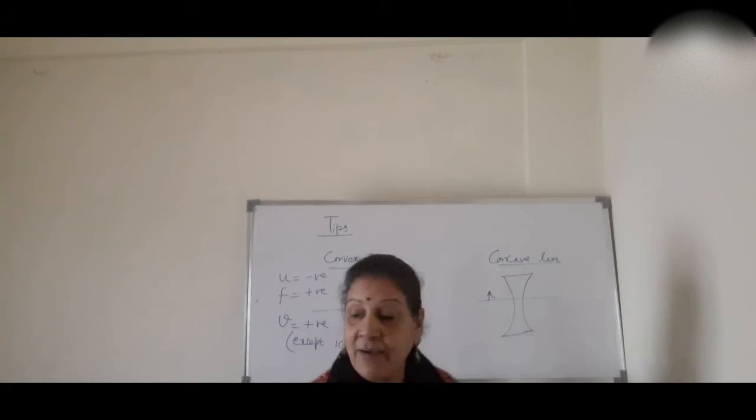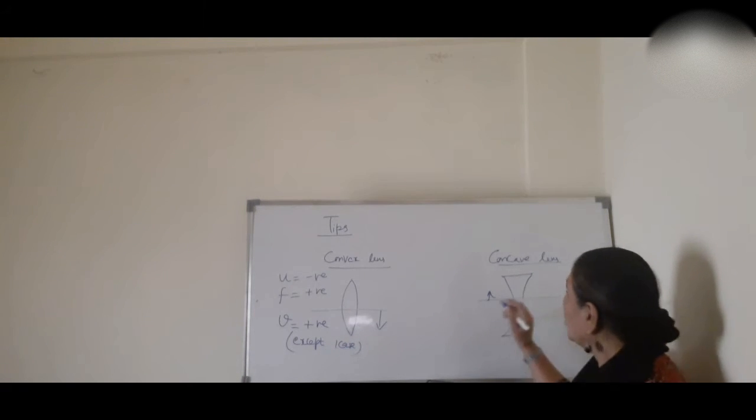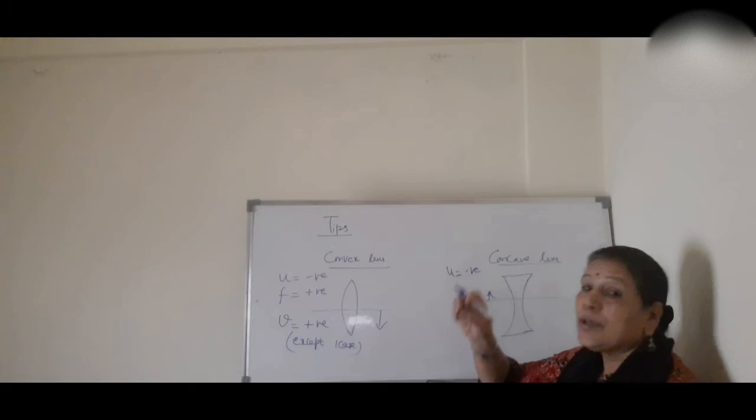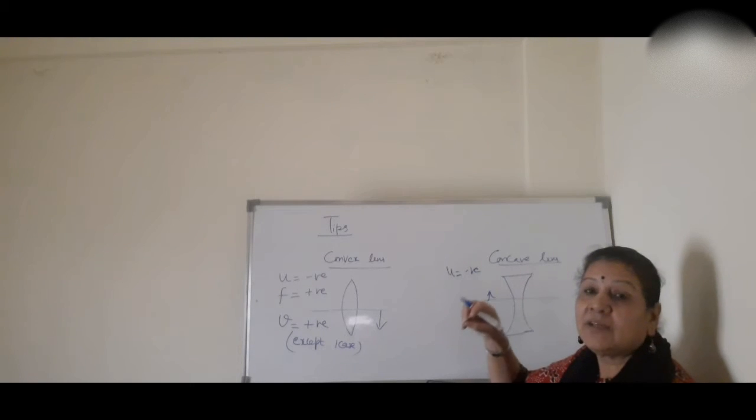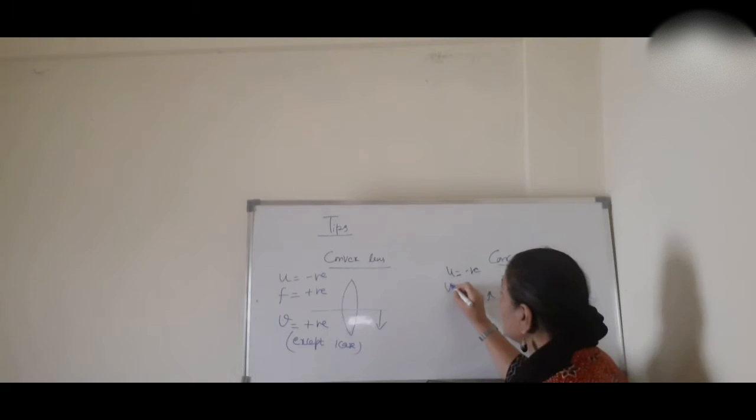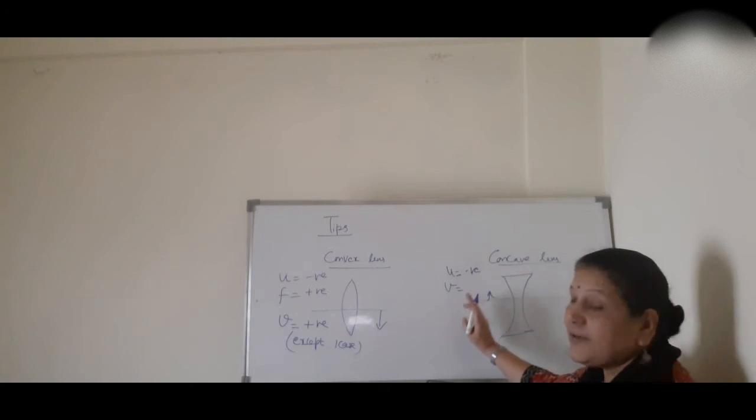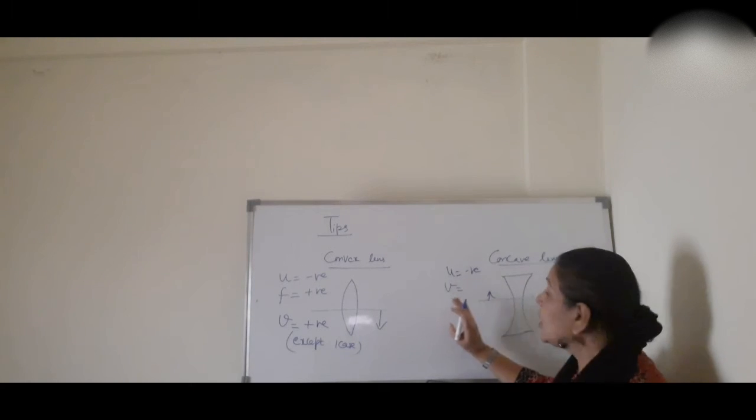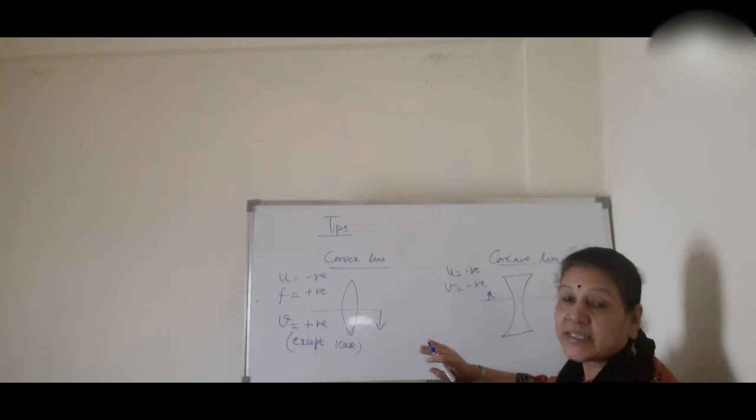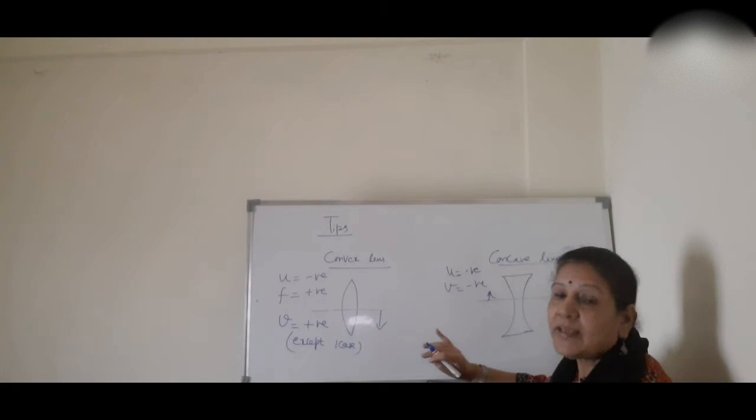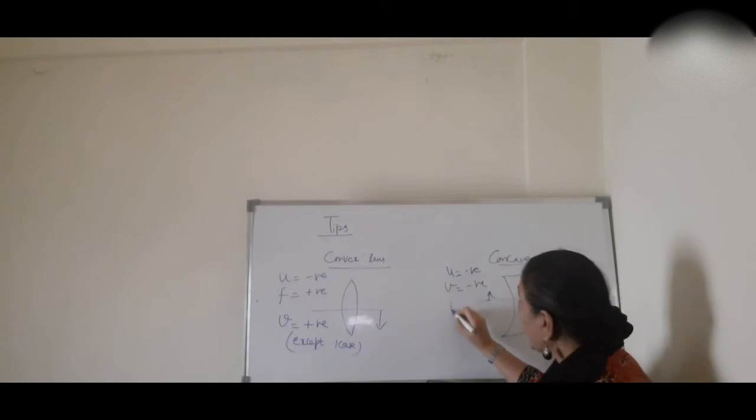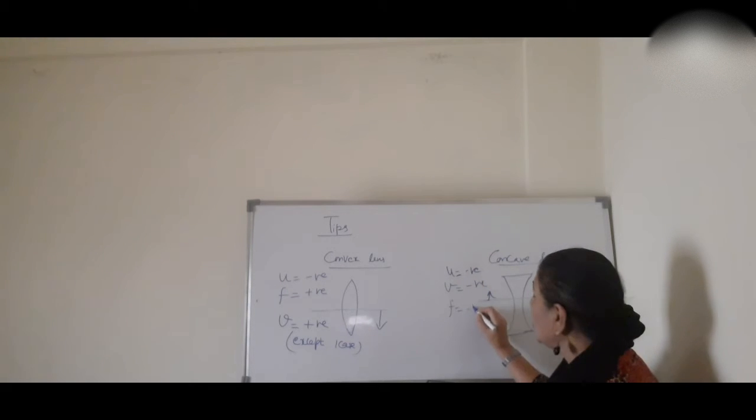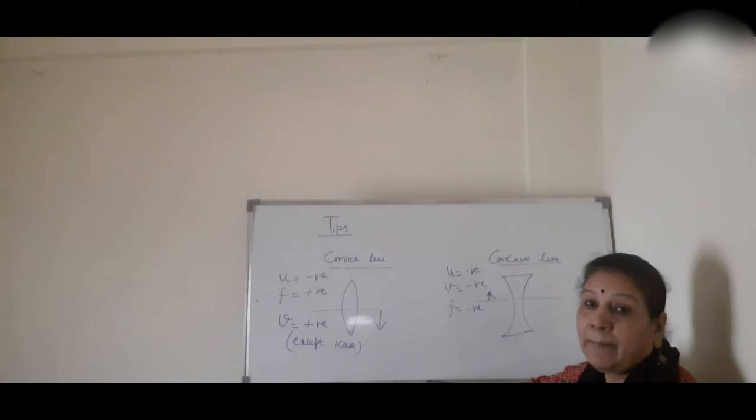Now let's talk about the concave lens. For the concave lens, U is always negative. So what we have concluded is that U is always negative for mirrors as well as for lenses. In this case, the virtual and erect images are formed in front of the lens, so V is always negative. U and V are always negative for a concave lens. F is also negative, because we take the focus on this side.